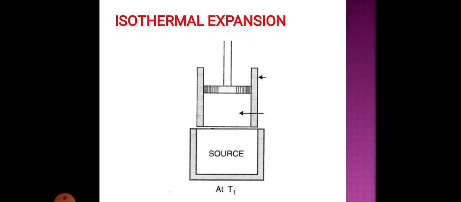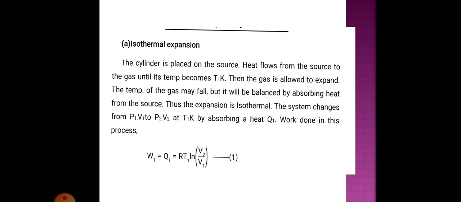So the work done during this isothermal expansion will be equal to the heat absorbed during isothermal expansion. So once again, during isothermal expansion, the cylinder is placed on the source. Therefore, heat flows from the source to gas until its temperature becomes T1 Kelvin.